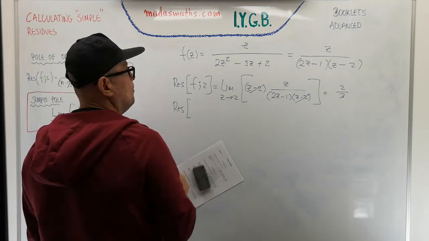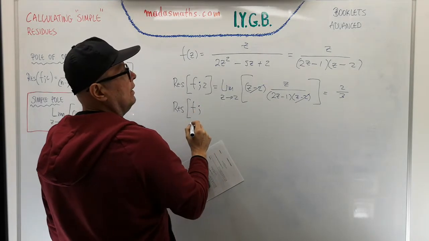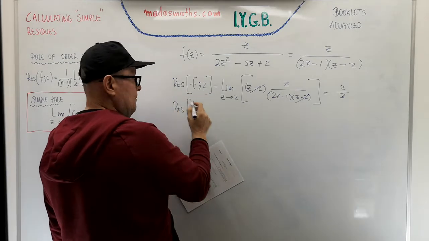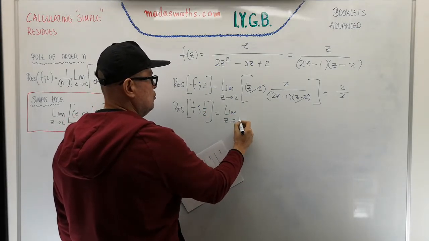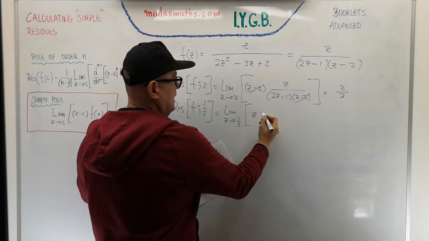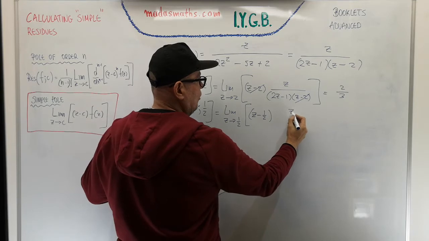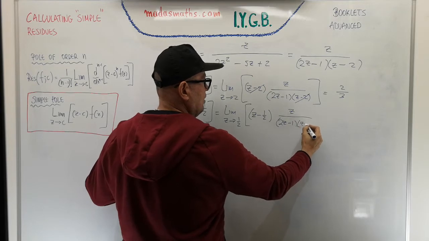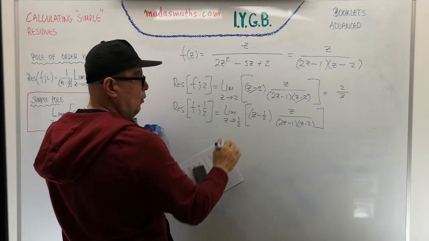The other simple pole is at half, so the residue of f at a half is the limit as z tends to a half. Be a little bit careful here, just worth noting this. Z minus a half, and now it doesn't quite cancel the way things have cancelled up to now. It will cancel, of course, but be careful with this because it can easily go wrong.